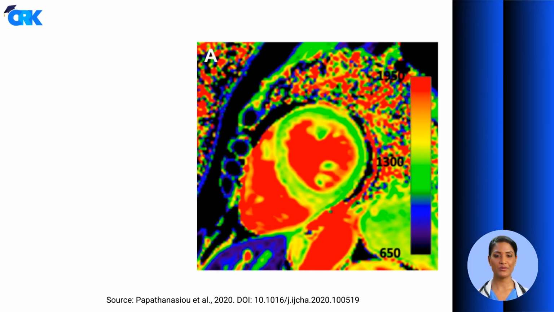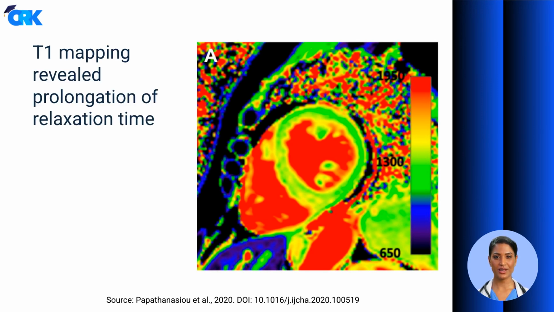Cardiac MRI was the first step in the imaging workup. T1 mapping revealed a significant prolongation in relaxation time, indicating diffuse myocardial involvement. Subendocardial late gadolinium enhancement, or LGE, was also observed, further confirming amyloid infiltration of the myocardium.